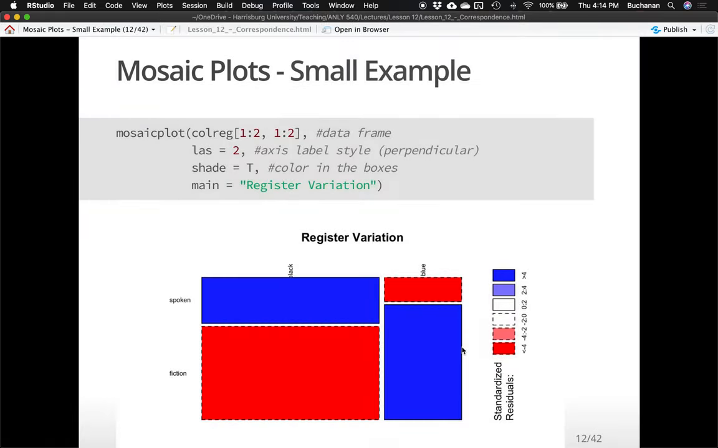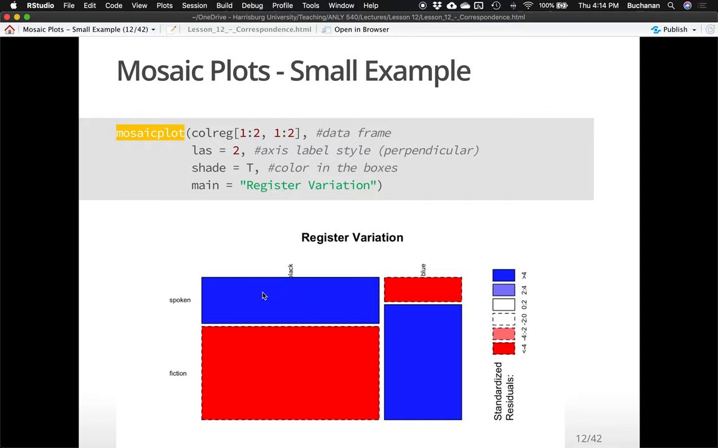So if I did this on just the 2x2, the way we'd do this is to put in a mosaic plot. You put in the name of the data frame. And so I just kind of left it on our original here. This label axis style is 2. This just makes some of them perpendicular, not purple, perpendicular. Shade those bad boys. So shade equals true. And then I just stuck register variation on here. I'm sure there's a way to do this in ggplot, but this mosaic plot makes it very easy.